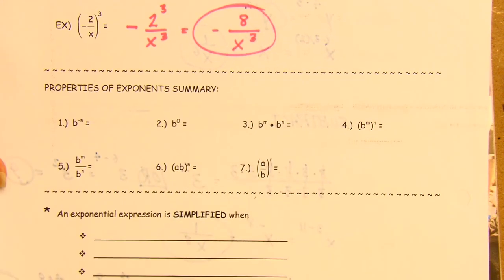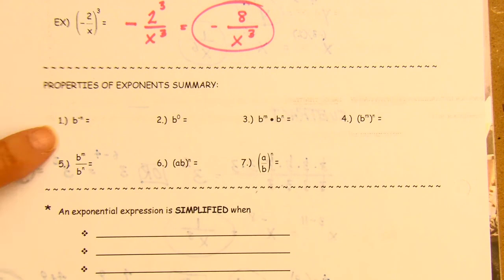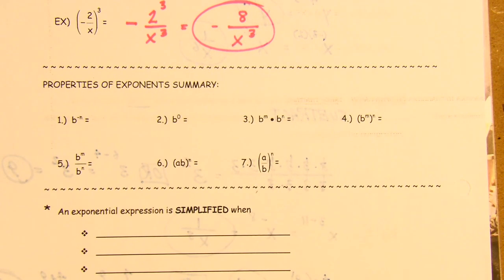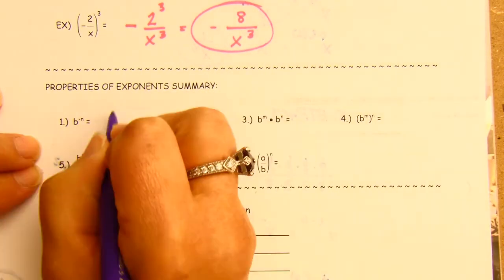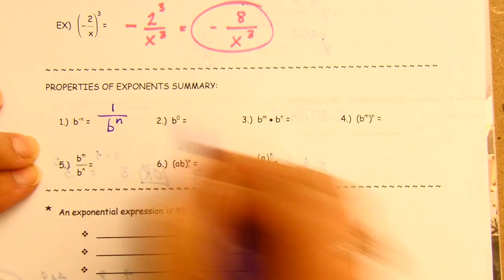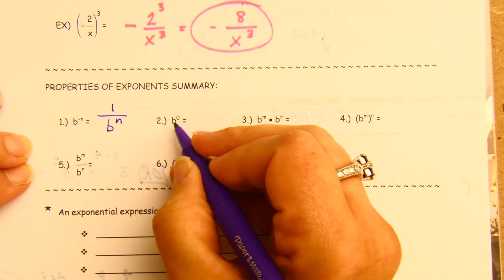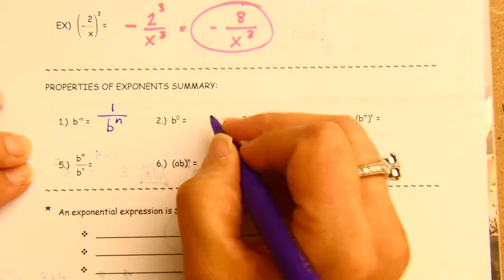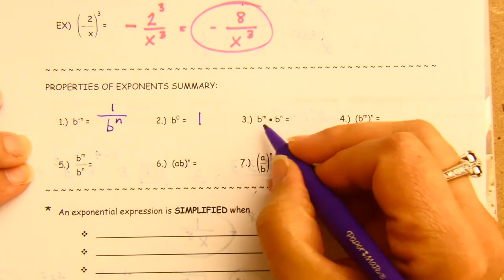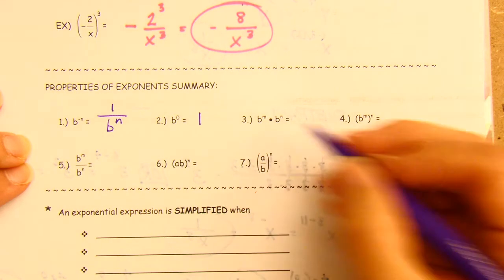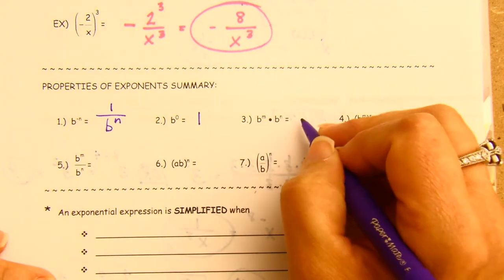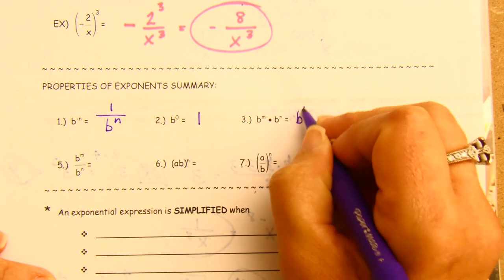Okay, properties of exponents summary. Well, here I have b, my variable, raised to the negative n power. What do we do when the exponents are negative? We take it from the numerator and move it to the denominator. This becomes 1 over b to the power of positive n. b, the base, to the 0 power always equals 1. b to the m times b to the n: the bases are the same, the exponents are different. Operation multiplication, what do you do with the exponents? You add them. b to the m plus n.